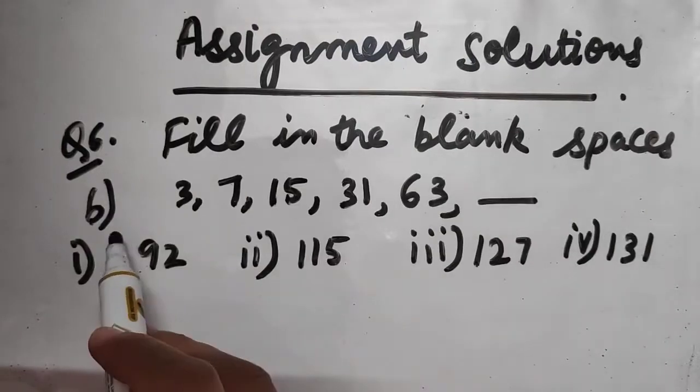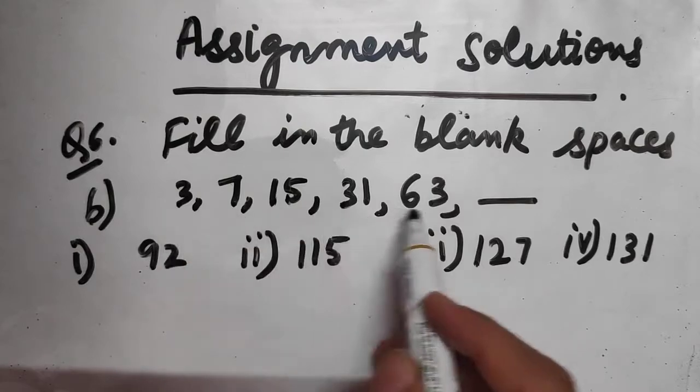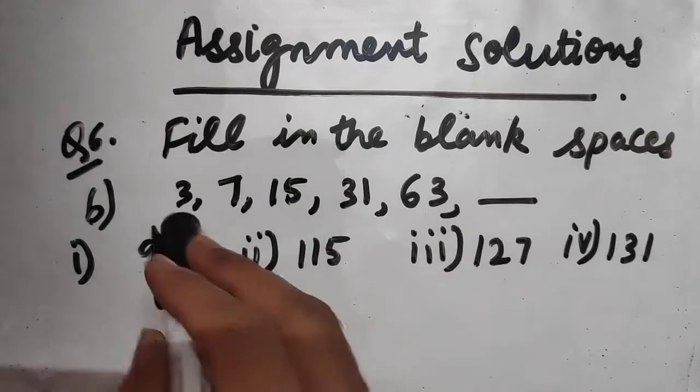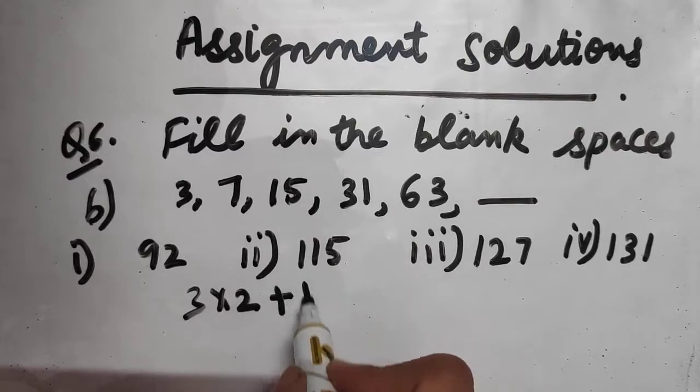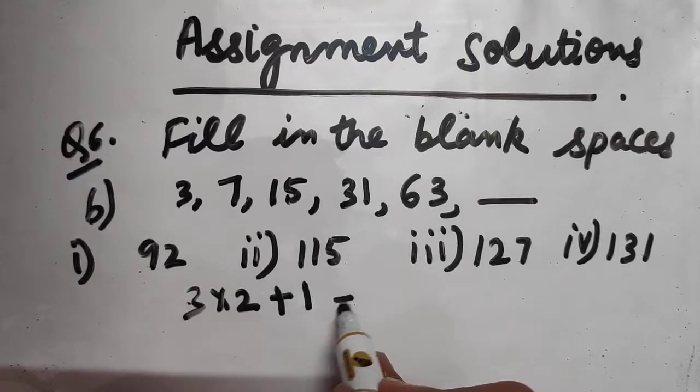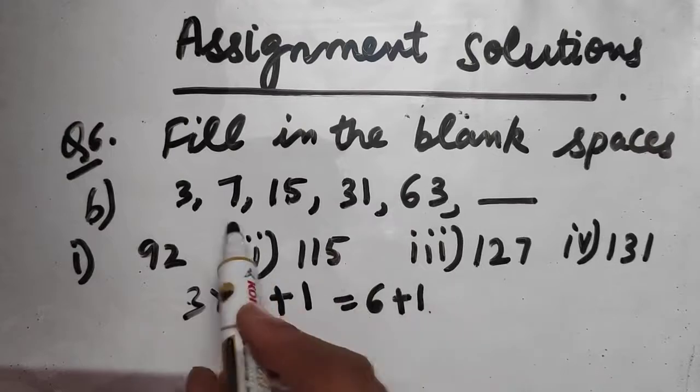Question number 6, second part is 3, 7, 15, 31 and 63. So let us observe the pattern of the given sequence. In this sequence, the number 3 is being multiplied by 2 and 1 is being added to the answer. Like 3 into 2 is 6, 6 plus 1 is 7.